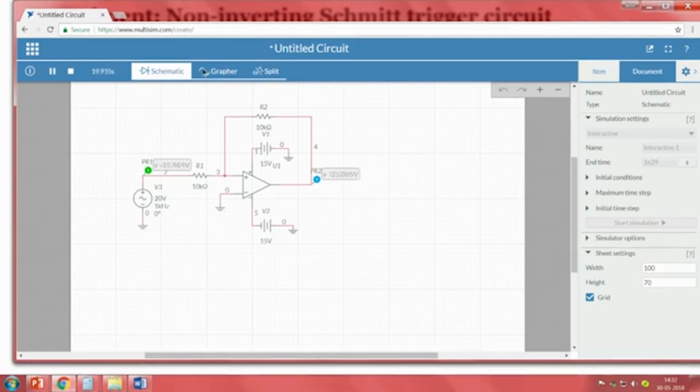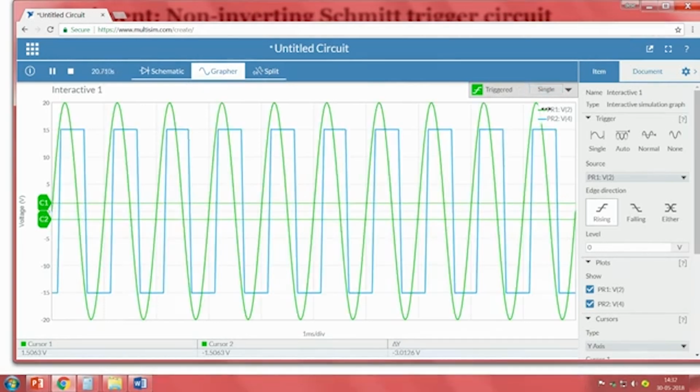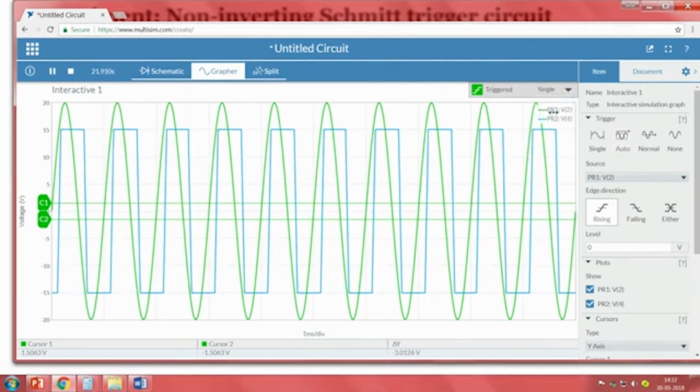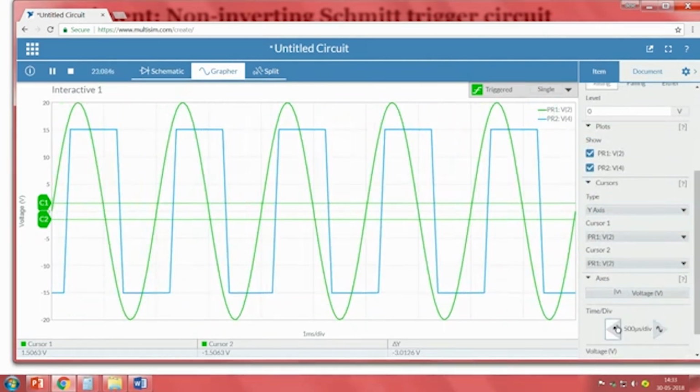So, when I look into the grapher, I have to make it auto, yes, auto. It is updated, then I am making it a single. Now, if you observe it here, I will decrease the time duration so it is easy for us to understand. Now, what are my C1 and C2? C1 is the higher threshold and C2 is the lower threshold. C1 is plus 15, C2 is minus 15.